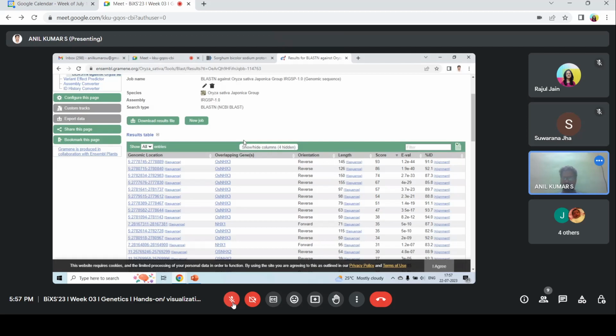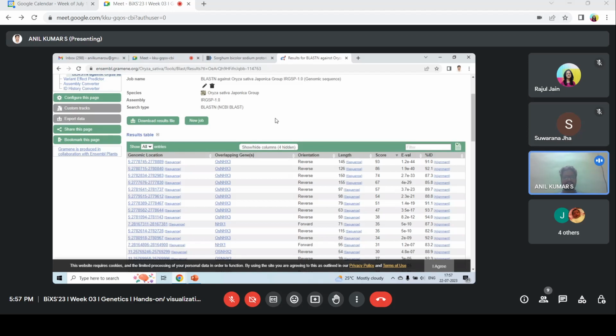Okay, fine. Guys, very simple thing. All you need to do is collect a sequence and submit the sequence into the Gramene database. The Gramene database contains all plant databases and all plant genomes, so that you can easily find out which species or which plant you are interested in.